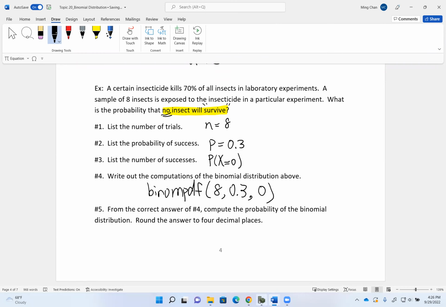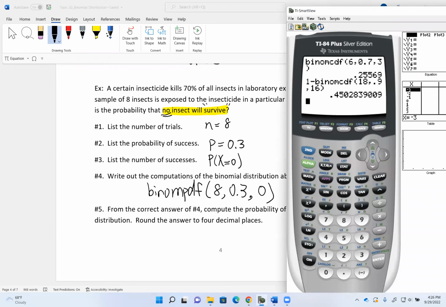Okay, so now let's punch it in. And if you want to find out the probability that 1 will survive, you just put a 1 here instead of 0. That's basically the idea of how you find the answer. Now think about it. Insecticide either kills or doesn't kill, right? So that's your success and failure. Either you survive or don't survive. That's where the binomial part comes in: 2 outcomes, success and failure. All right, 8, comma, 0.3, comma, 0 will survive. 0.0576, that's the probability.